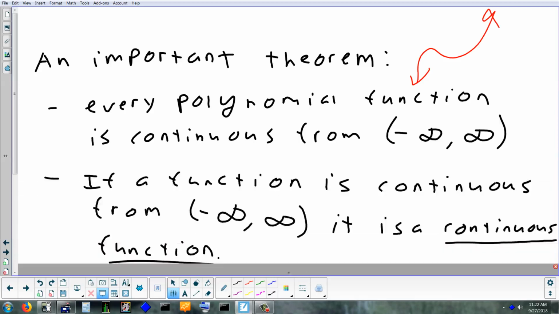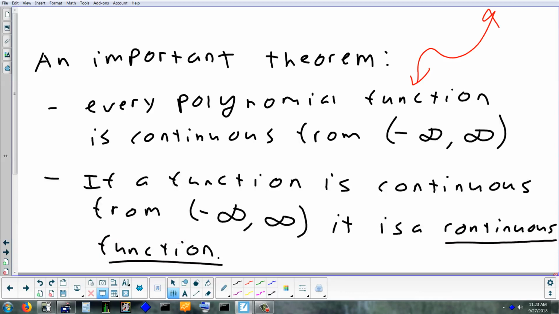So if you have a function that's not just continuous over a small interval, but continuous absolutely everywhere, where you can't find an interval with a break, a hole, or an undefined value, then that's called a continuous function. Continuous functions are continuous absolutely everywhere. So all polynomials are continuous functions.